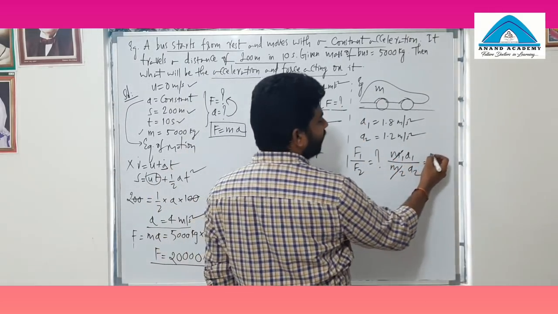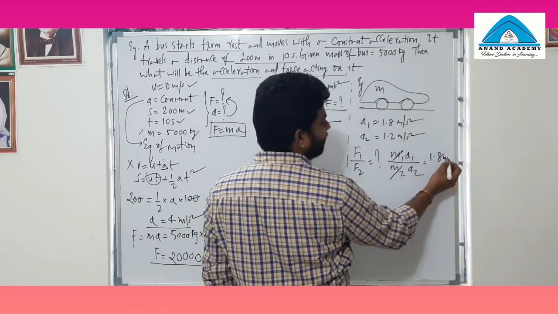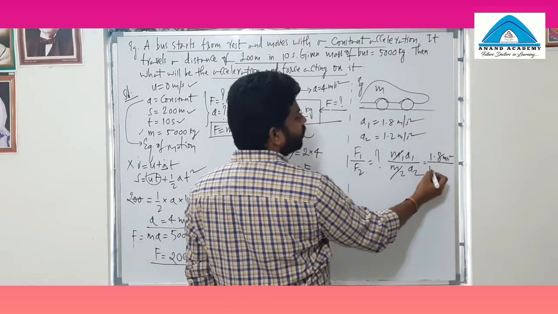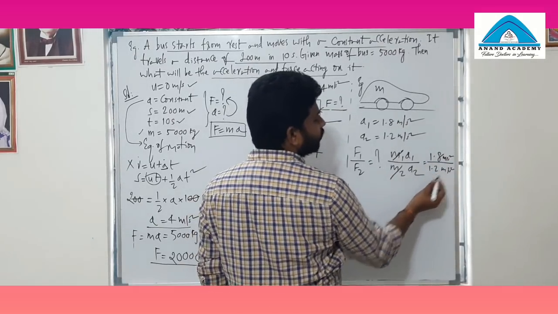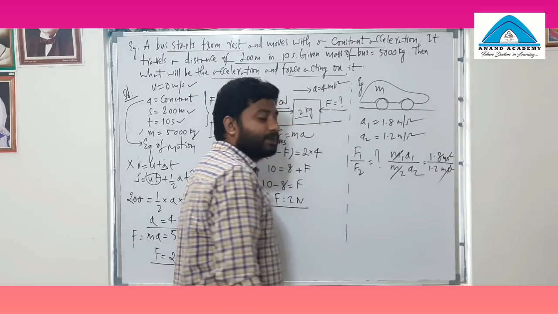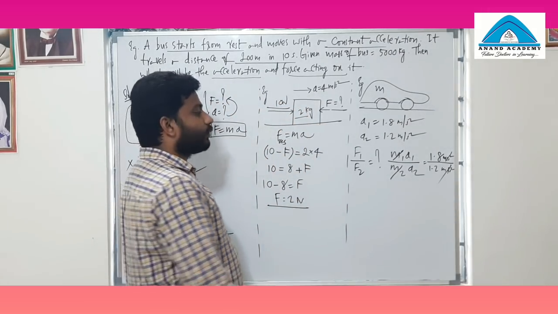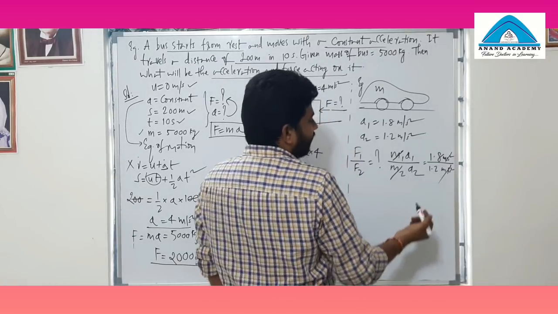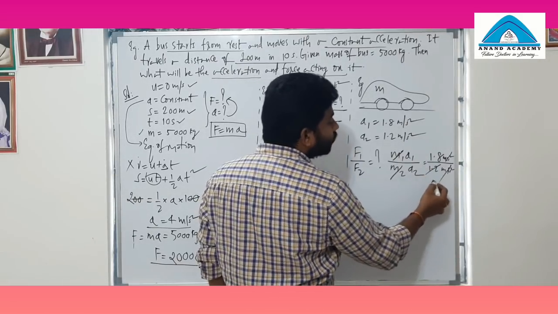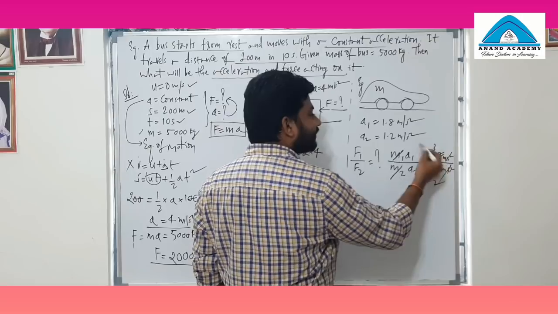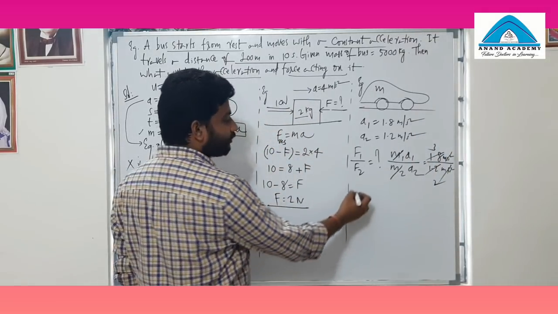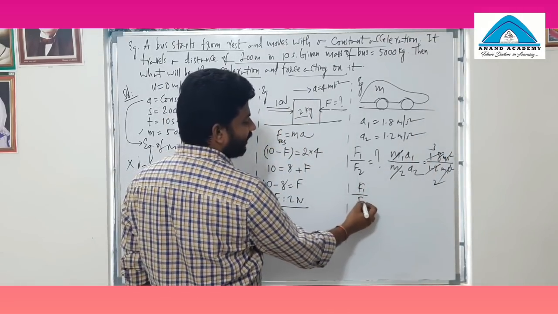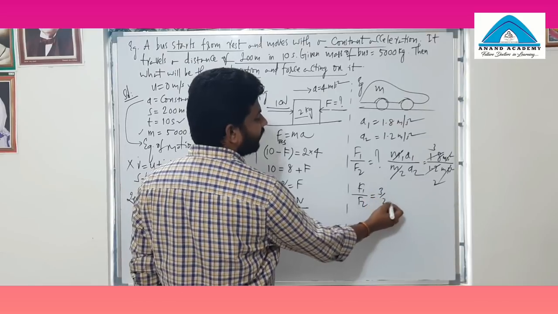So what is A1 here? 1.8 meter per second square by A2, which is 1.2 meter per second square. Meter per second square cancel. And here 1.2 is here and this is 1.8. And for example, 0.6 by 0.4 gives 3 by 2. F1 by F2 is how much? F1 by F2 is how much? 3 by 2.